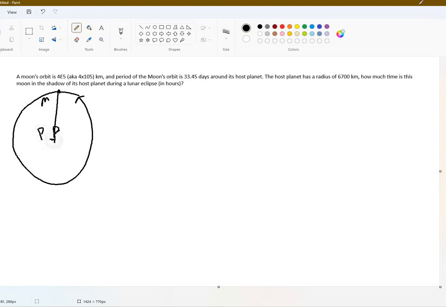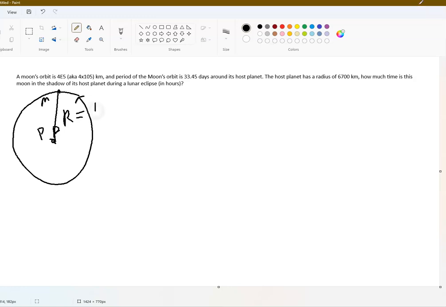All right, so the planet is right in the middle, and the moon is going around. So the moon. This is the planet. And it's given. So this is r, the distance. The r is given to us as 4 times 10 to the fifth.